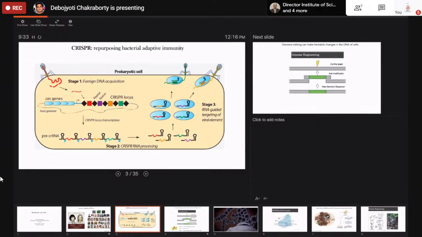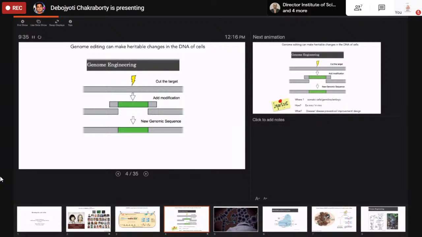Now keep that thought in mind as we go on to understand what genome editing means and where CRISPR comes in in terms of genome editing. So when you say genome editing, there are three major aspects of genome editing that one has to understand.